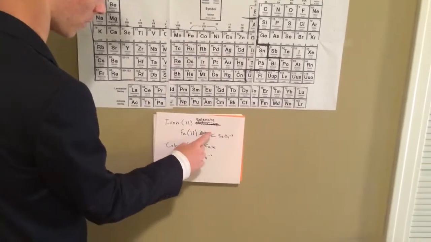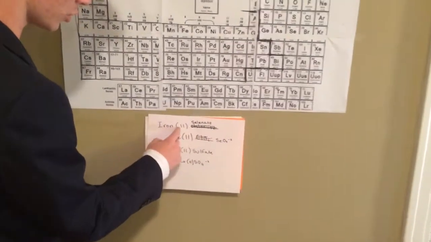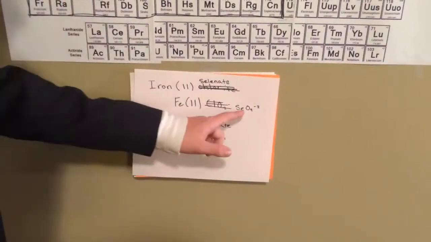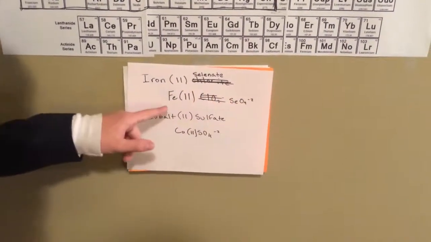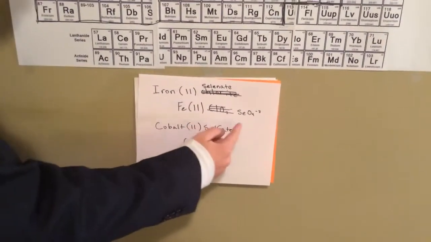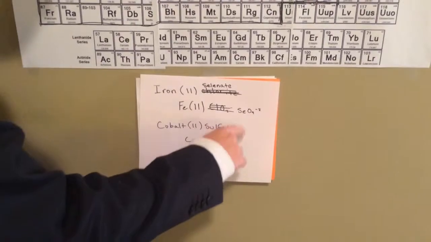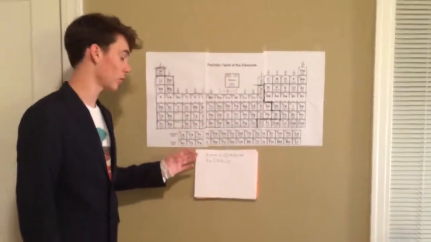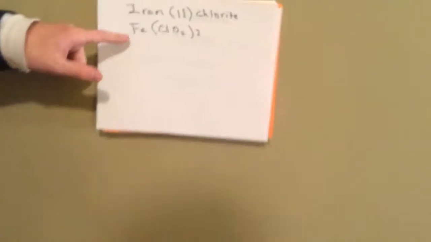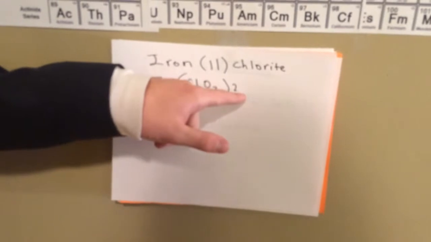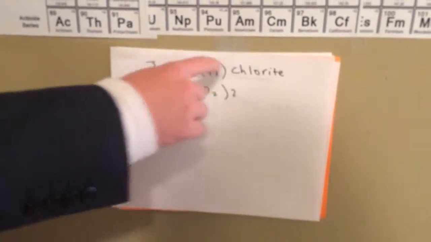For example, here we have iron 2 selenate, SeO4, and selenate has a -2 charge, so we have to add 2 to the iron. Cobalt 2 sulfate, cobalt adds 2 to make up for the sulfate's -2 charge. Another way to write a transition metal with a polyatomic ion is by going metal, then your polyatomic, and then instead of Roman numerals, you can write a 2 in parentheses here.